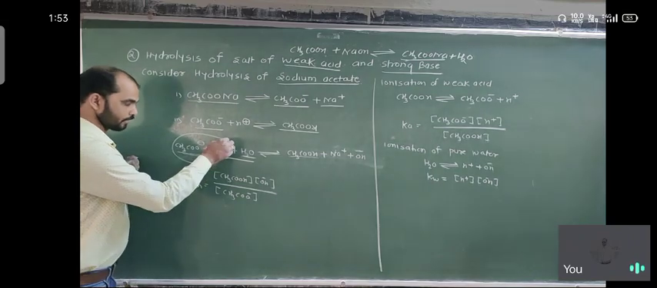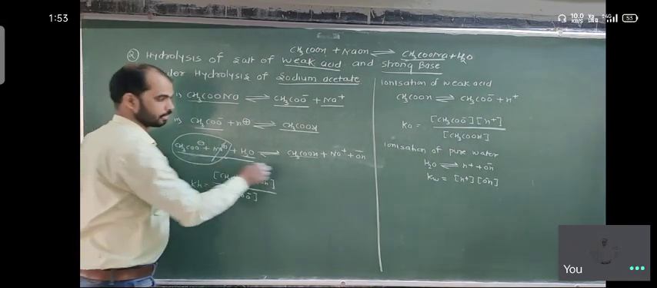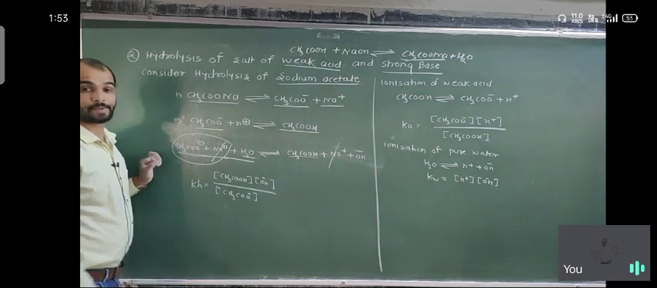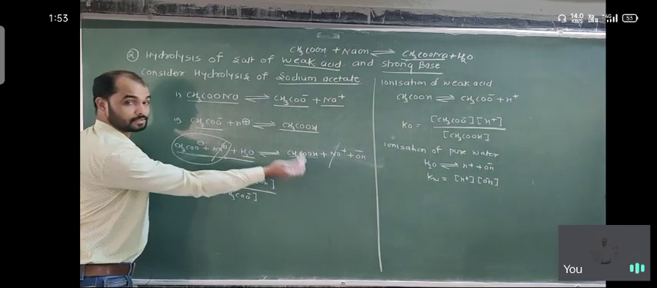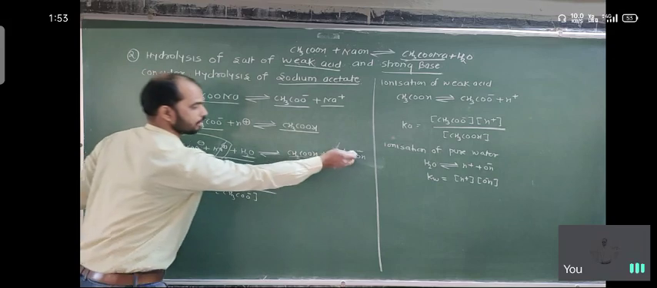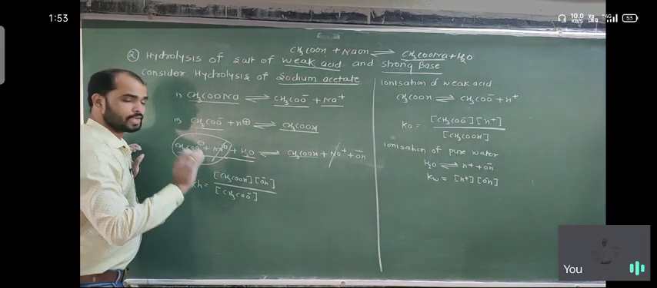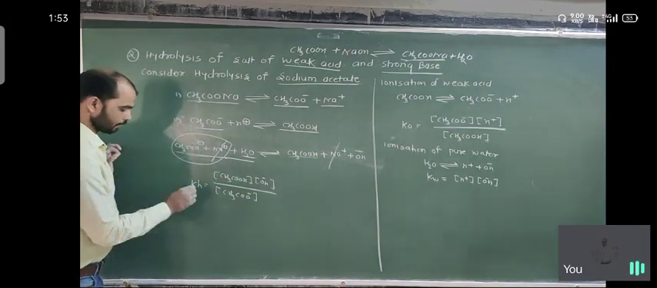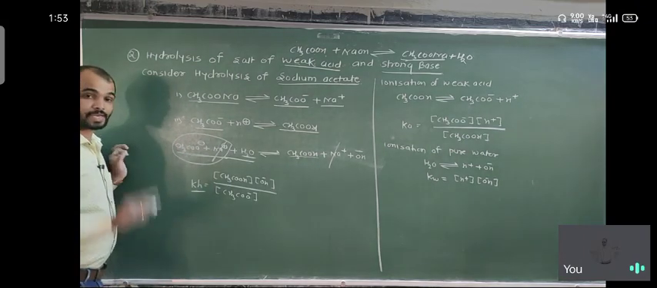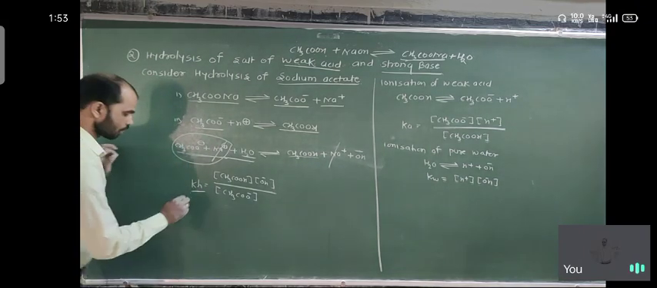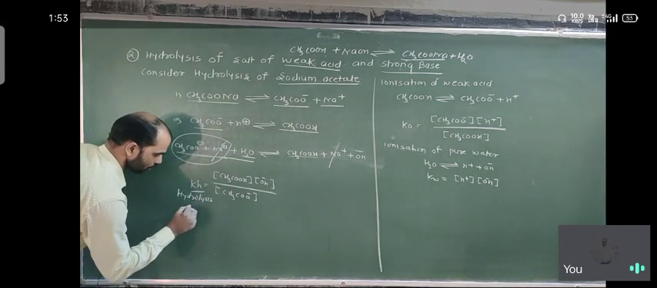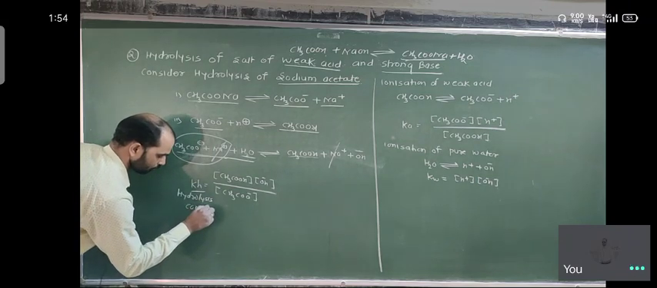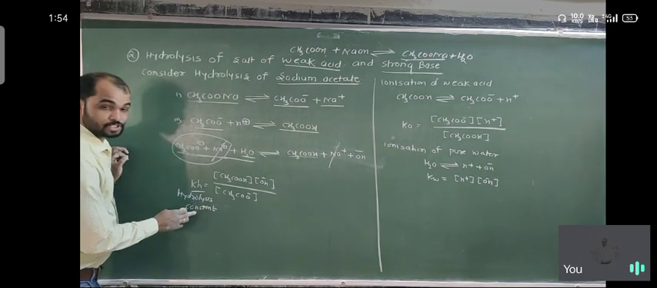Okay, so first of all we neglect or remove the common ion Na plus. What remains? On the left side there is anion plus water, and on the other side there is acid plus hydroxide. When we apply the law of equilibrium, then it is the KH. K means constant, H means hydrolysis. So it is the hydrolysis constant.